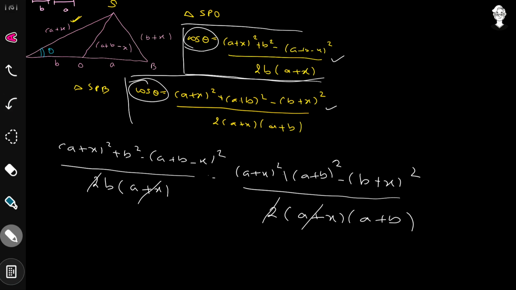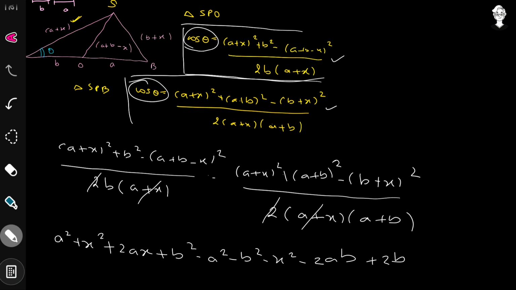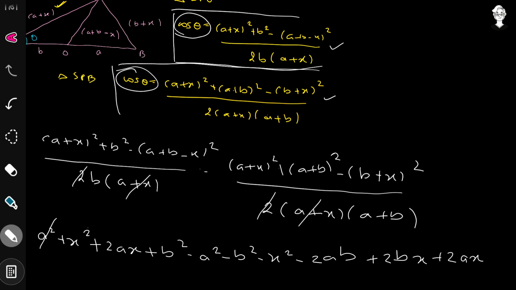So the numerator of the first one would be a square plus x square plus 2 times a times x plus b square minus a square minus b square minus x square minus 2ab plus 2bx plus 2ax. And now we can see that a square plus x square plus b square, negative a square, negative b square and negative x square got cancelled out. So what is remaining is 2ax minus 2ab plus 2bx plus 2ax.